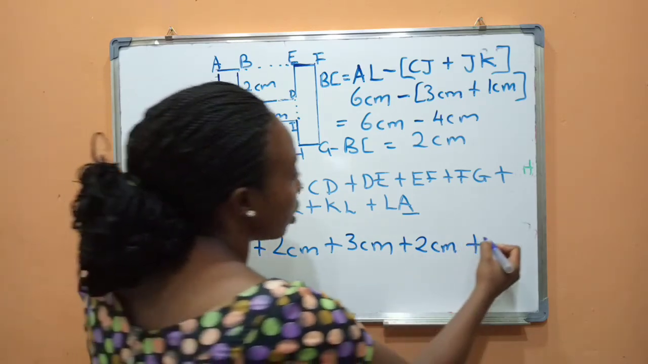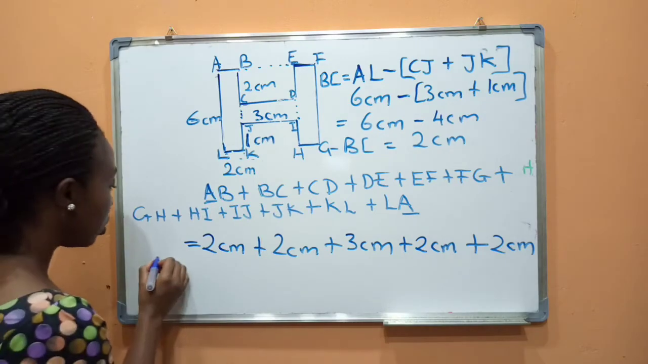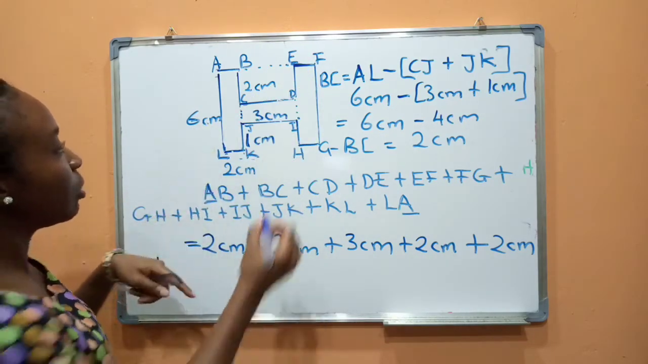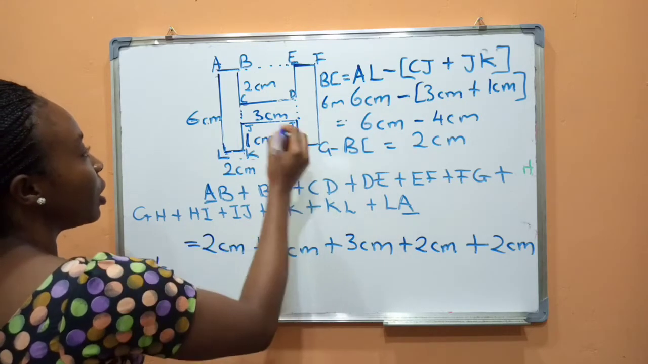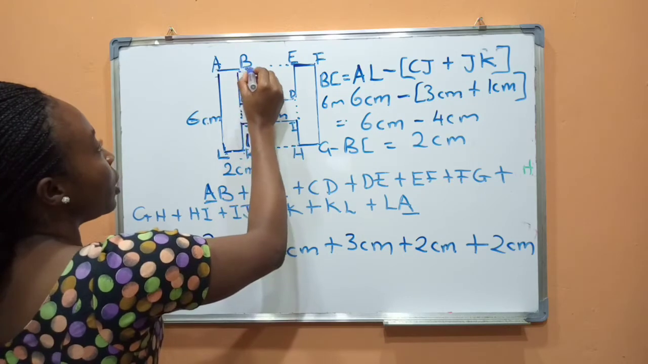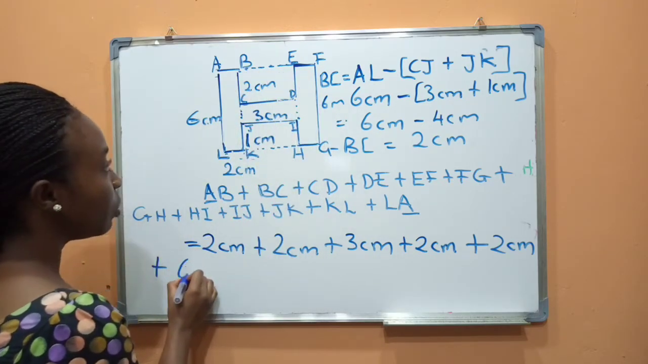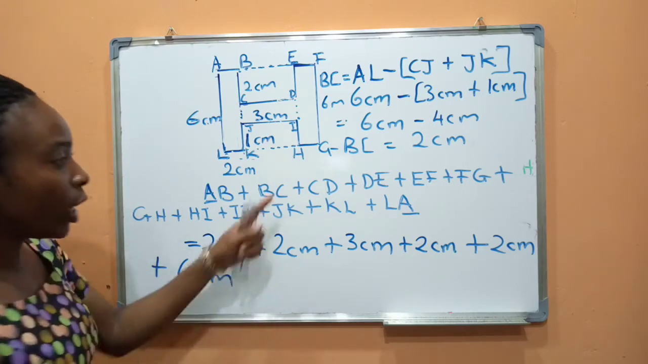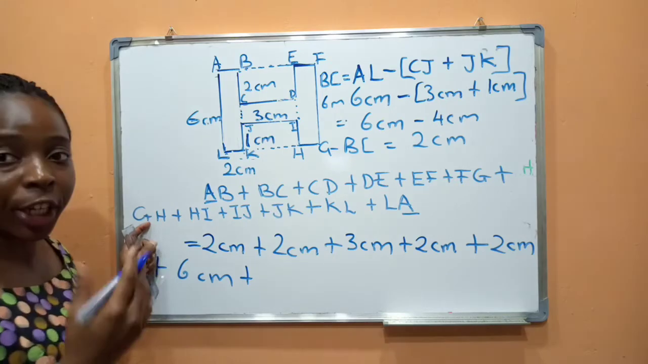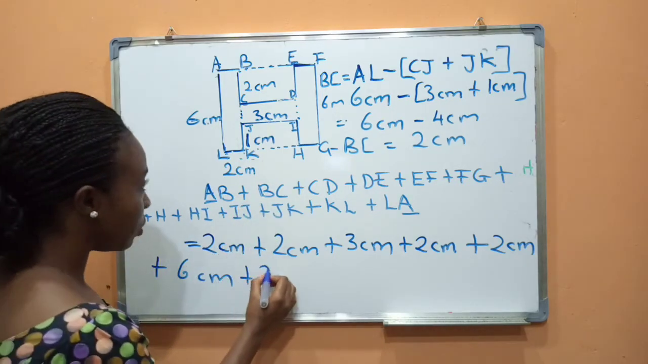EF is going to be what? 2 centimeter plus FG. FG is going to be, here is 6 centimeter, so that means here is 6 centimeter. Remember, look at it, we have a rectangle here, opposite sides are equal, so this is going to be 6 centimeter. So FG is 6 centimeter plus, how about GH? GH is going to be what? 2 centimeter.